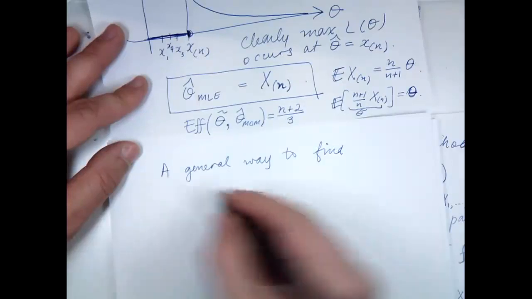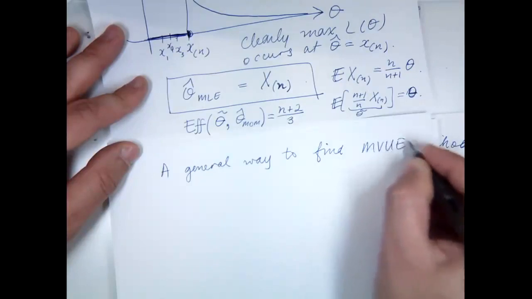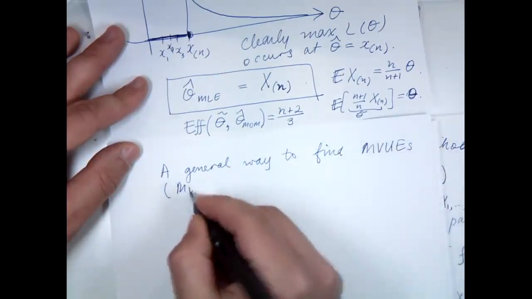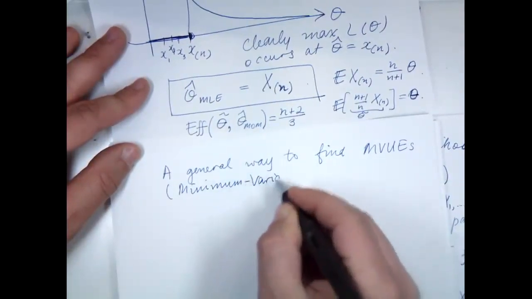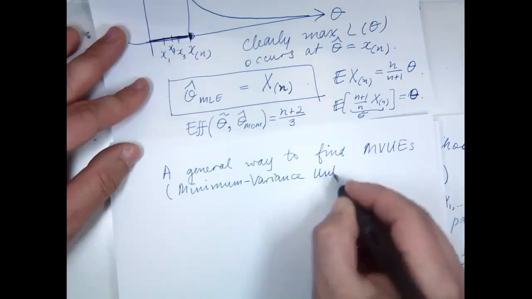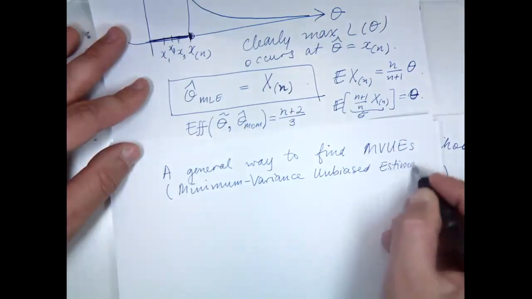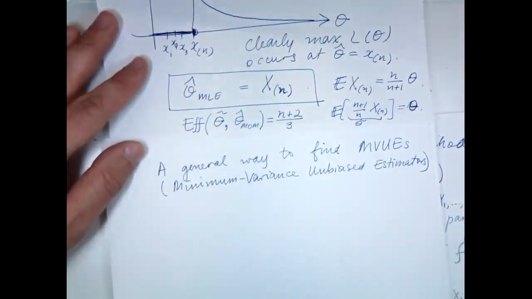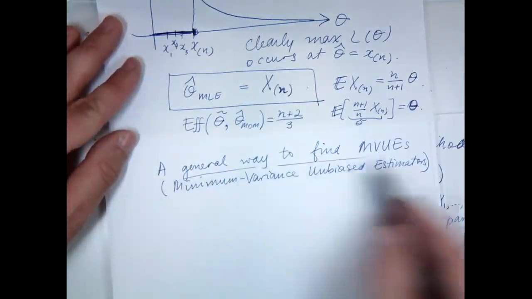So it's even got a name. This is kind of an MVUEs, which is an acronym for minimum variance unbiased estimators. When we were talking about efficiency, of course, the highest efficiency is the smallest variance. So this is saying the most efficient unbiased estimators that you can come up with.